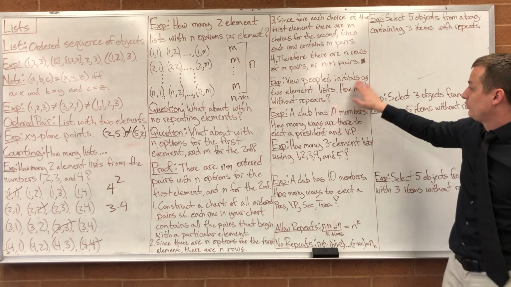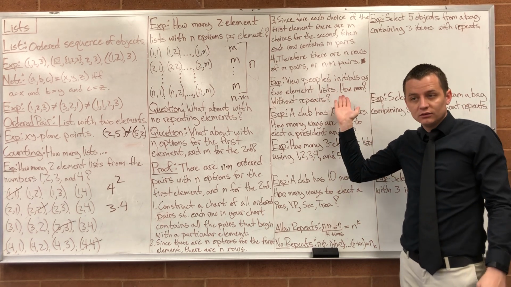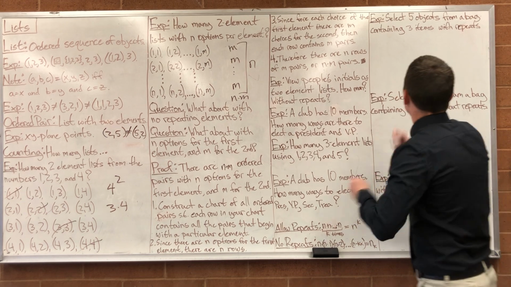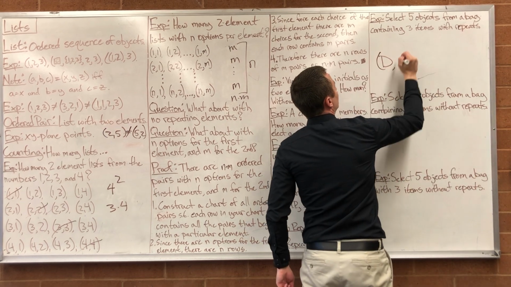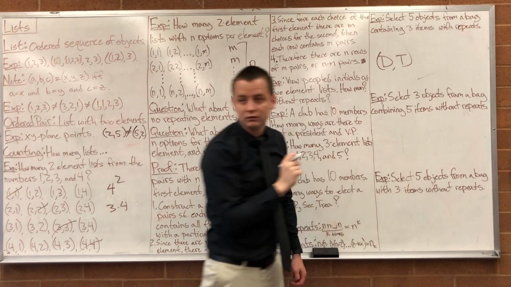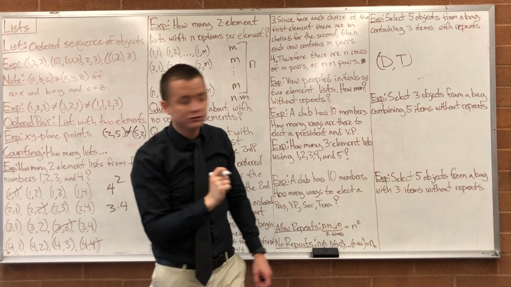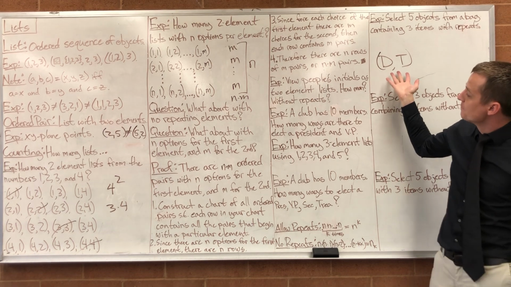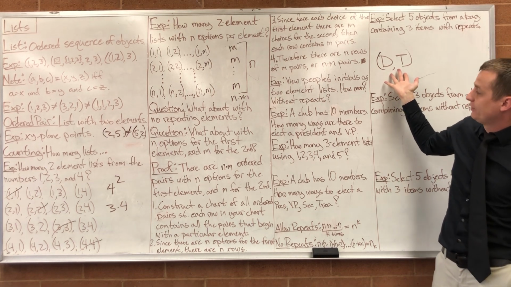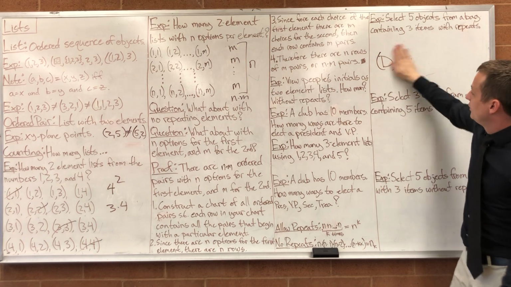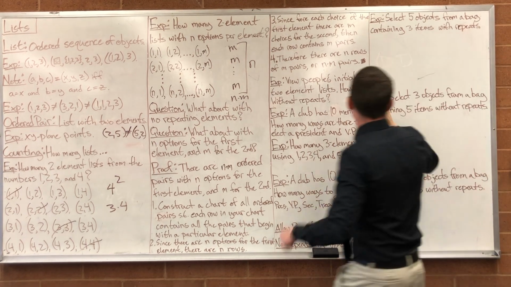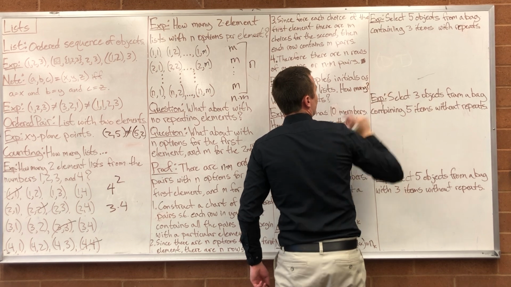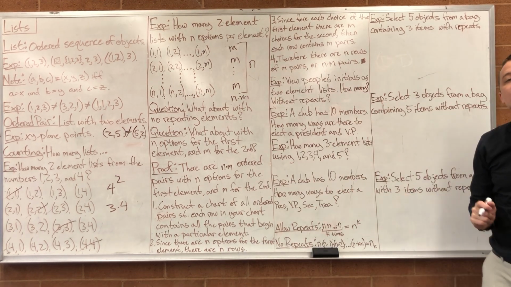View people's initials as 2-element lists. So we're going to ignore middle names. My initials would be the list D, T. Right? So view people's initials as 2-element lists. How many possible lists of initials are there?